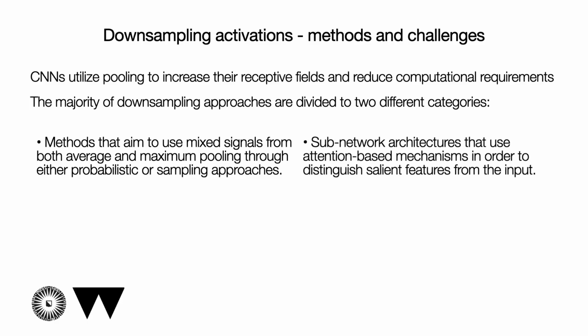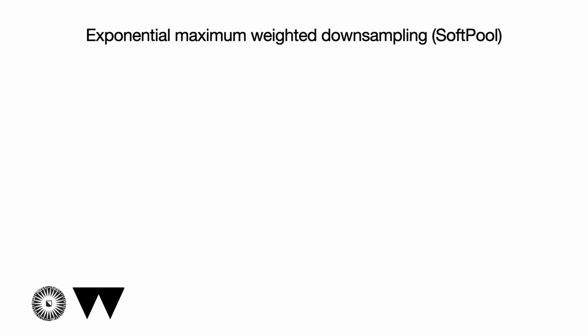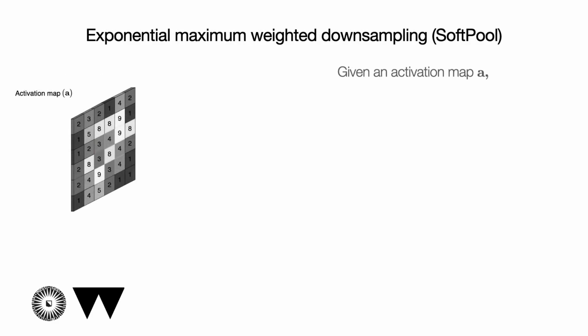The second set of methods are focusing more towards subnetwork architectures that use attention-based mechanisms in order to distinguish salient features from the input. A key aspect when downsampling information is maintaining balance between the information requirements in the output and the minimization of computational requirements. For this, we propose an exponential maximum weighted downsampling approach, which we term SoftPool.